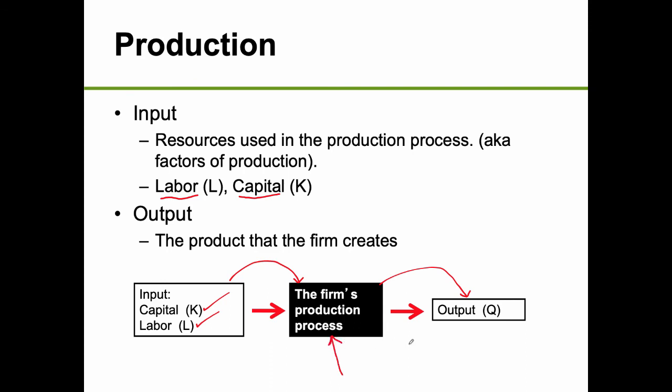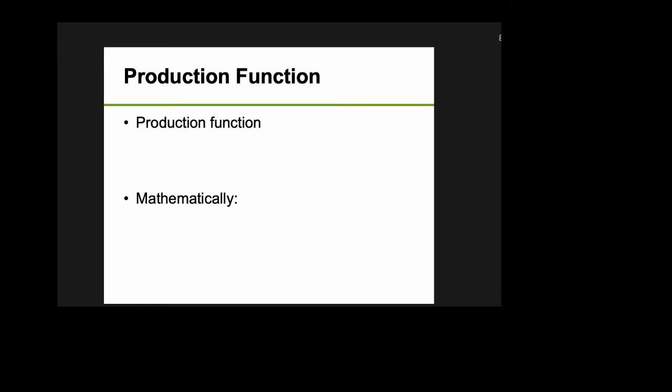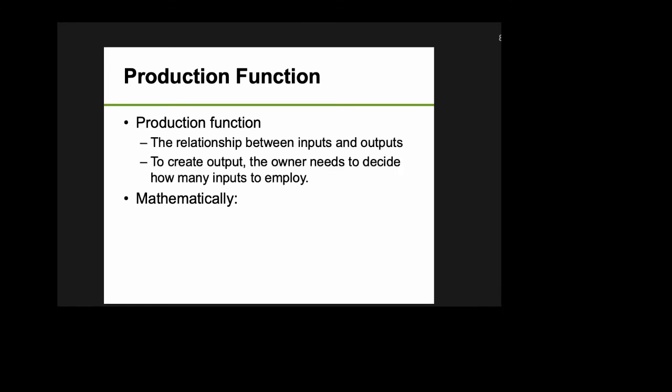So let's focus on this black box just a little bit. The production process that the firm goes through is sometimes called a production function. So the production function is a way of just showing the relationship between inputs and outputs.